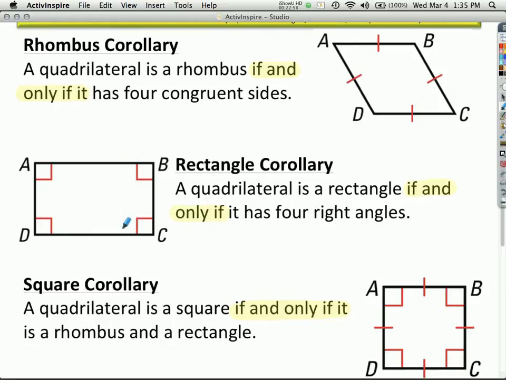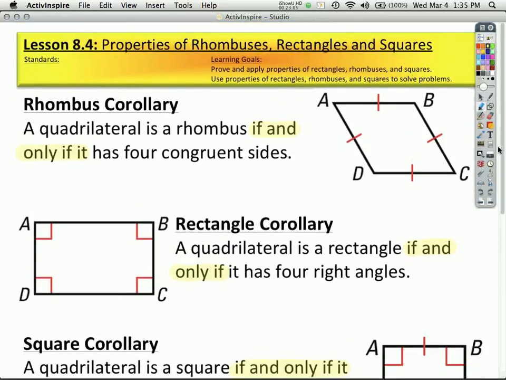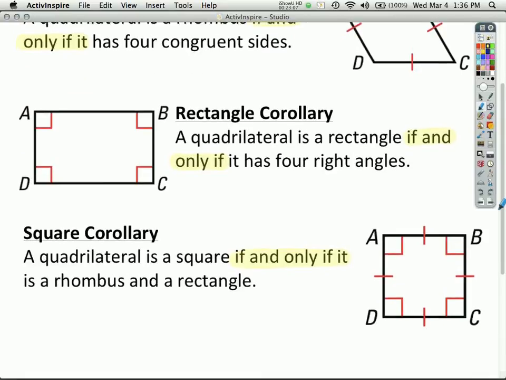Okay, so that was a great observation and a great connection that she just made. Any other comments or questions? Is that why a square can be a rectangle, but a rectangle can't be a square? Exactly.